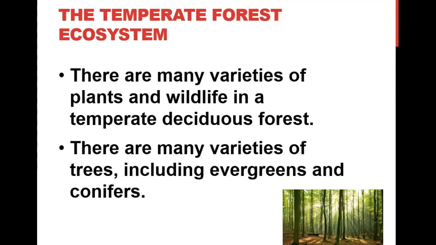Okay, the temperate forest ecosystem. There are many varieties of plants and wildlife in the temperate deciduous forest. There are many varieties of trees, including evergreens and conifers. And we'll just go into the word deciduous, which is just kind of a fancy way of saying they lose their leaves in the wintertime. So if a tree loses its leaves and stays dormant in the wintertime, it's a deciduous tree. And evergreens keep their leaves year-round, or they always have leaves on them year-round.